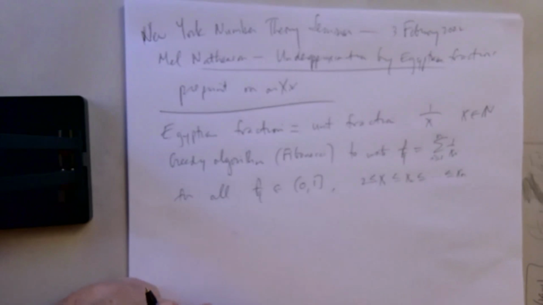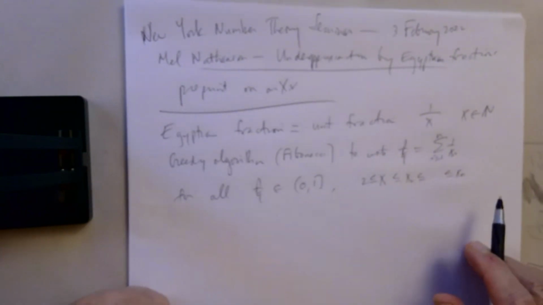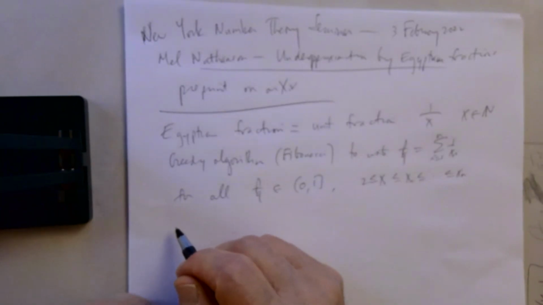And should they be strictly increasing, or does that not matter? They turn out to be strictly increasing, but this is all I want. Oh, you don't assume it. No, you don't assume it. Just the greedy algorithm makes it strictly increasing. And there's a simple argument to show that it converges in a finite number of steps to the right answer.